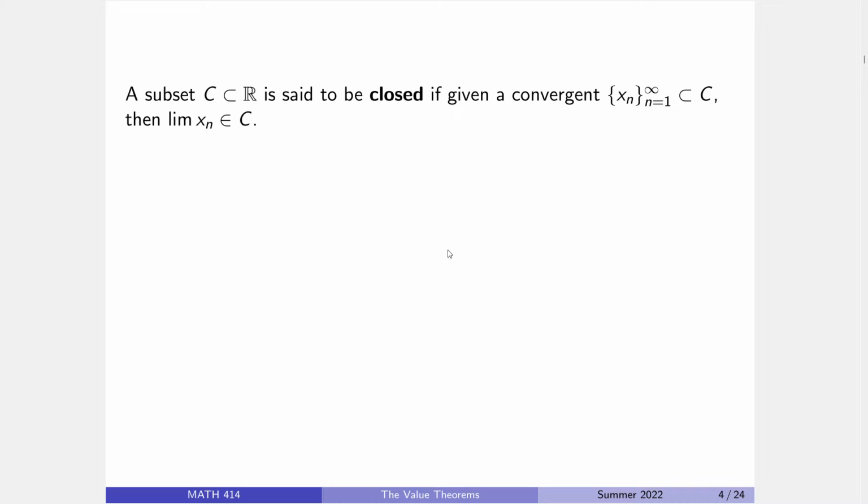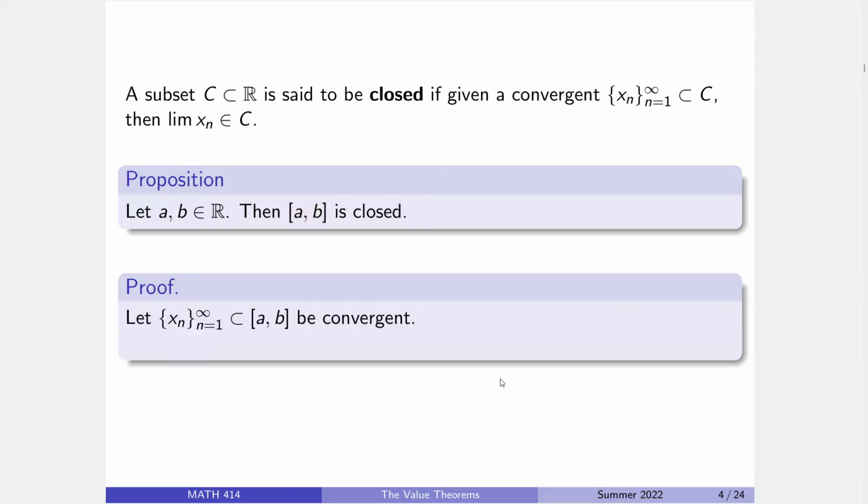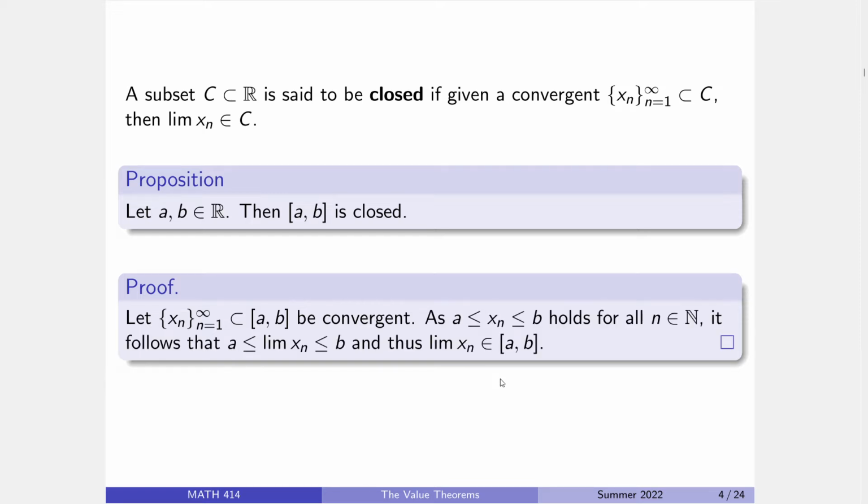Hey, our good friend, a closed bounded interval, [a, b], is in fact closed. Beautiful. And this is super easy to see, because if you have a convergent sequence, all of the elements are bounded below by a and bounded above by b, so we know that the limit of the sequence has to stay within there, and thus the limit is in the set. So there we go.